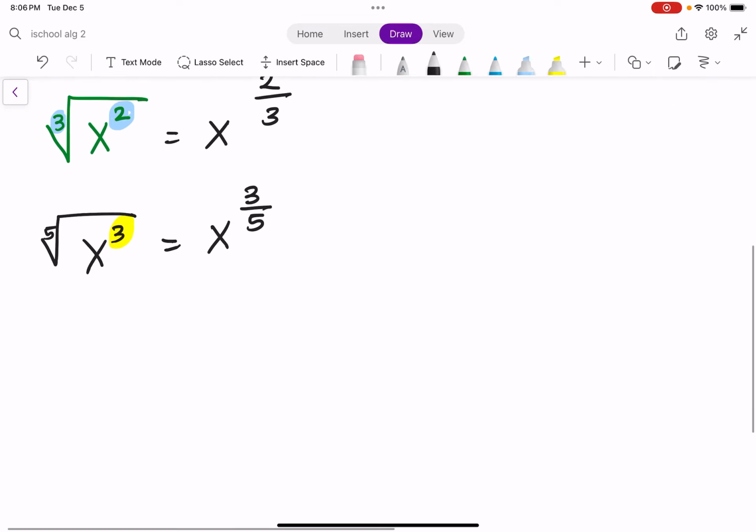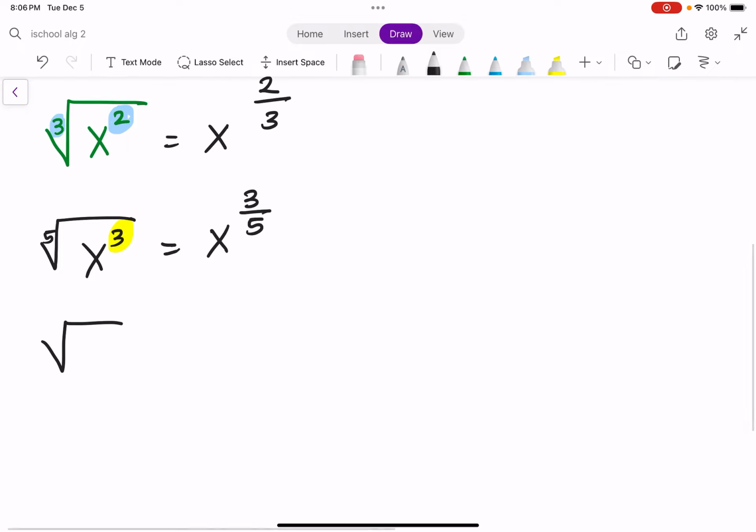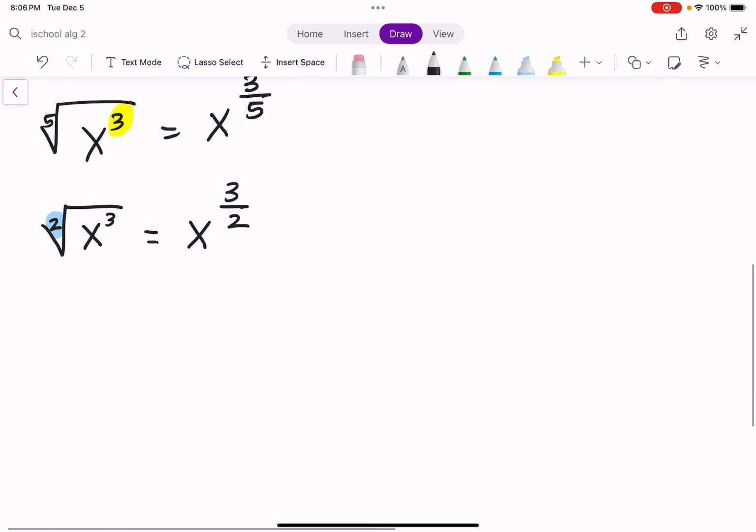Okay? Now let's say I have something like this, square root of x to the 3rd. Now square roots, since they're so common, we usually don't see a root, right? You usually just see the symbol. But there actually is an invisible root here, and the root is 2. So if you don't see a root, you put a 2. So this is going to be x to the power of, well, the inside goes on top, so 3 over 2.